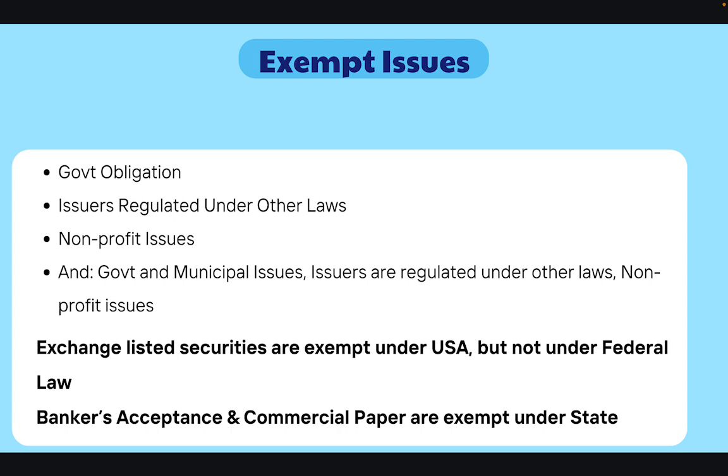Exchange listed securities are exempt under the USA, but not under the federal law. So that's a difference right there. Exchange listed securities are not exempt under federal law. Bankers' acceptance and commercial paper are also exempt under state law, but not here. Okay, so it's the opposite.